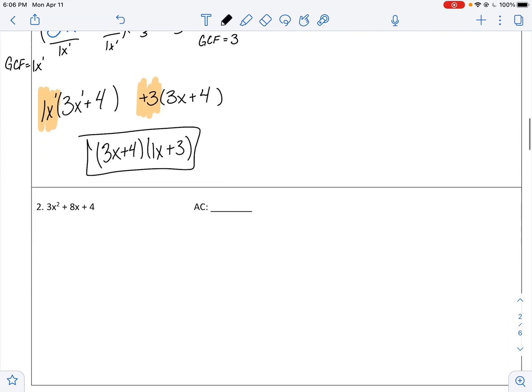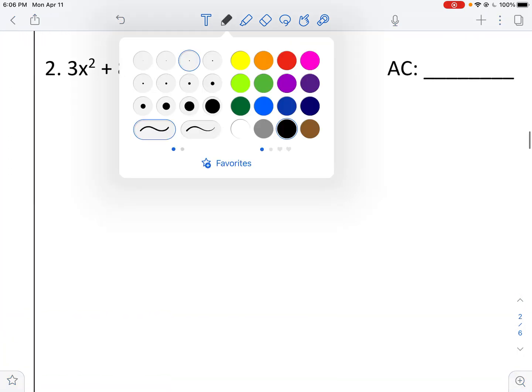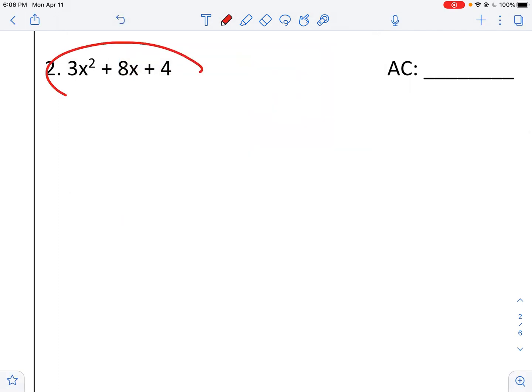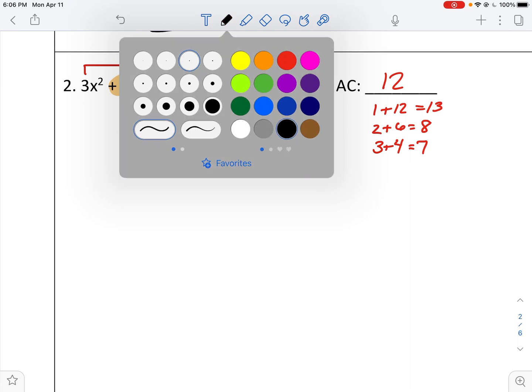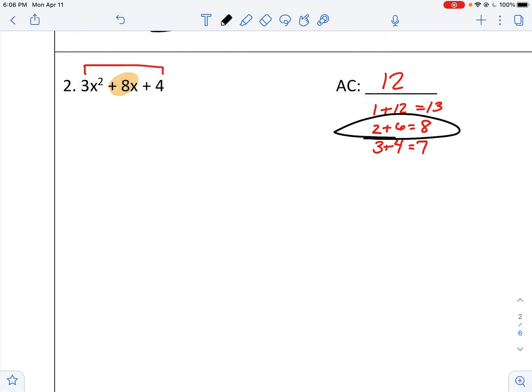Let's try another example. Again, I see a number. I can't divide out anything from these three terms, so I'll have to take a times c, which is 12: 1 and 12, 2 and 6, 3 and 4. I've got to find out what pair adds or subtracts to a positive 8. So 1 plus 12 would give me 13. 2 plus 6 would get me 8. 3 plus 4 would get me 7. And it looks like my winning pair is 2 and 6. 2 positives and 6 more positives to make 8 positives.